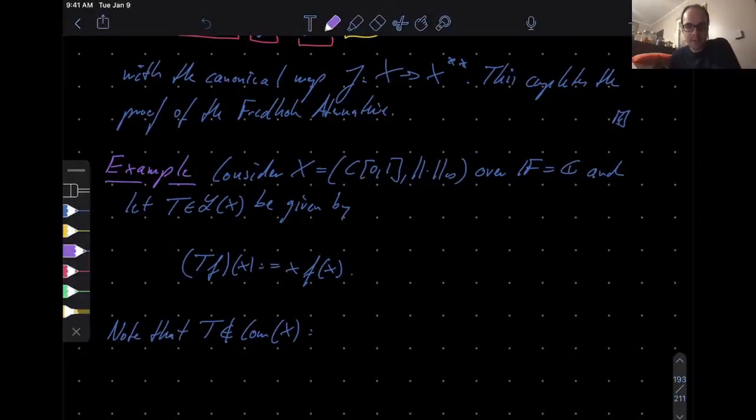We've just proven the Fredholm alternative, so the statement that if you have a compact operator on a Banach space and you look at identity minus that operator, then the resulting operator is going to be injective precisely when it is surjective. So that's a remarkable result, which further emphasizes the importance of compact operators on Banach spaces.